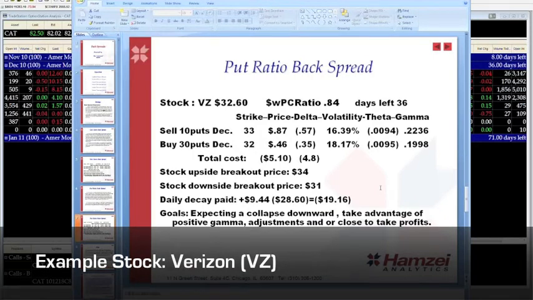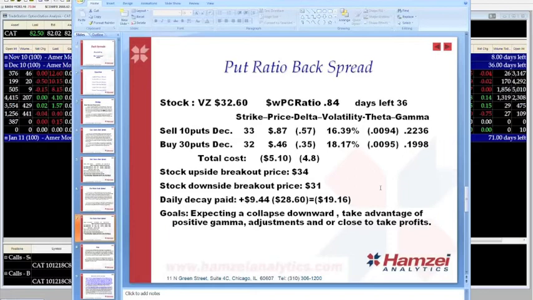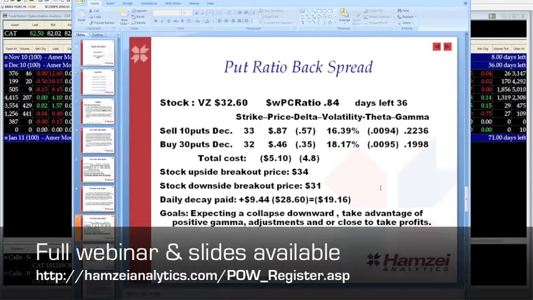The dollar weighted put call ratio is 0.84, obviously December, 36 days. We're going to do a same 1-to-3, and in this example, what we're doing is we're selling the 33 strike put, and we're buying the 32 strike, which is the lower strike. And 1-to-3 ratio again. We're paying 510 for the 10/30 type of trade.